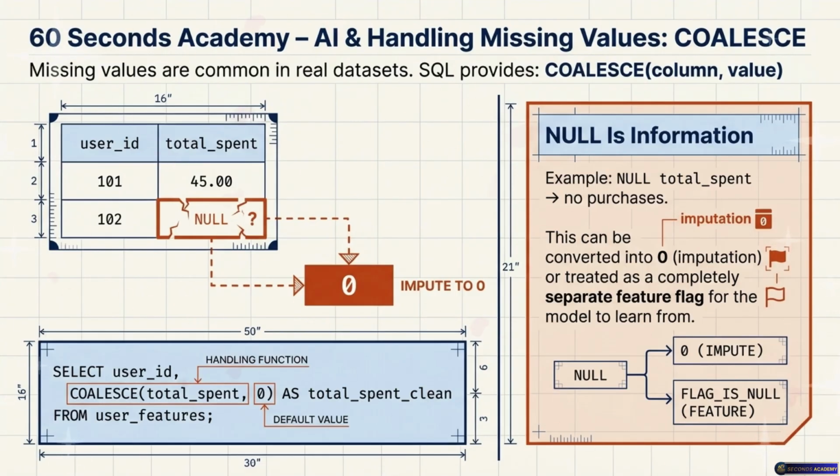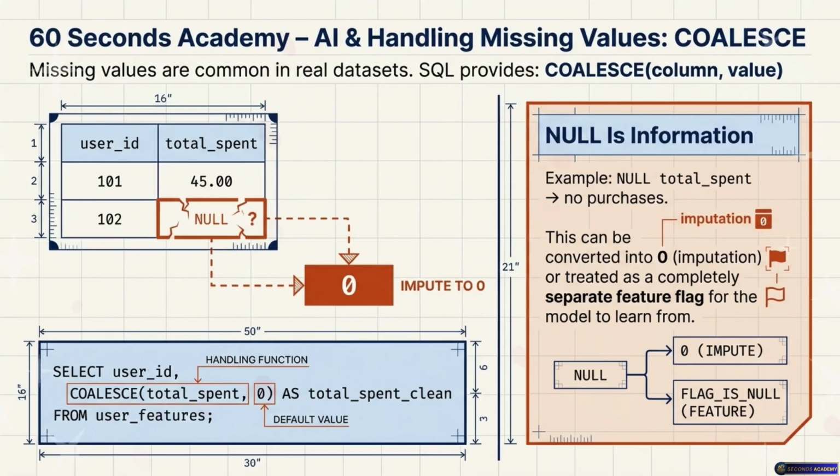And beyond just replacing values, engineers often use COALESCE to create a completely separate binary feature flag. Like another one-hot encoded column. Yeah. You might create a column called missing_phone_number with a 1 or a 0. Because sometimes a user refusing to provide their phone number on a form tells the model way more about their privacy habits than the phone number itself ever would. That is fascinating.